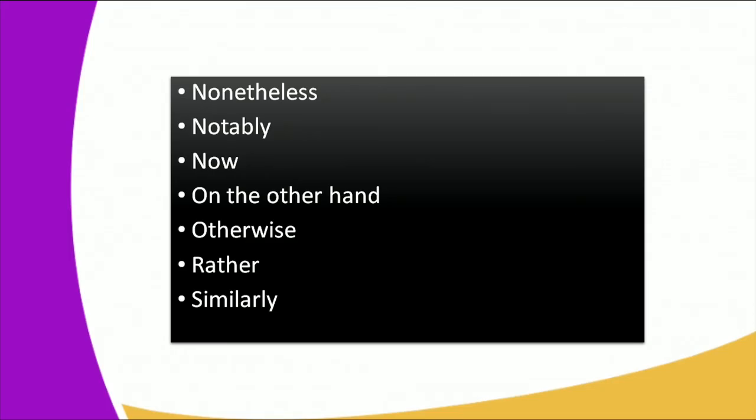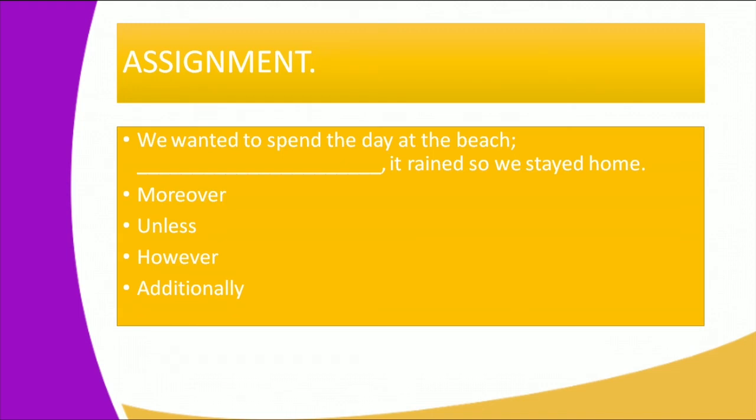So for your assignment, having looked at all those, we have a first question. It's only one, and then we'll have another one. We wanted to spend the day at the beach, dash, it rained, so we stayed at home. Is it moreover? Is it unless? Is it however? Or is it additionally? So find the appropriate answer to that question.